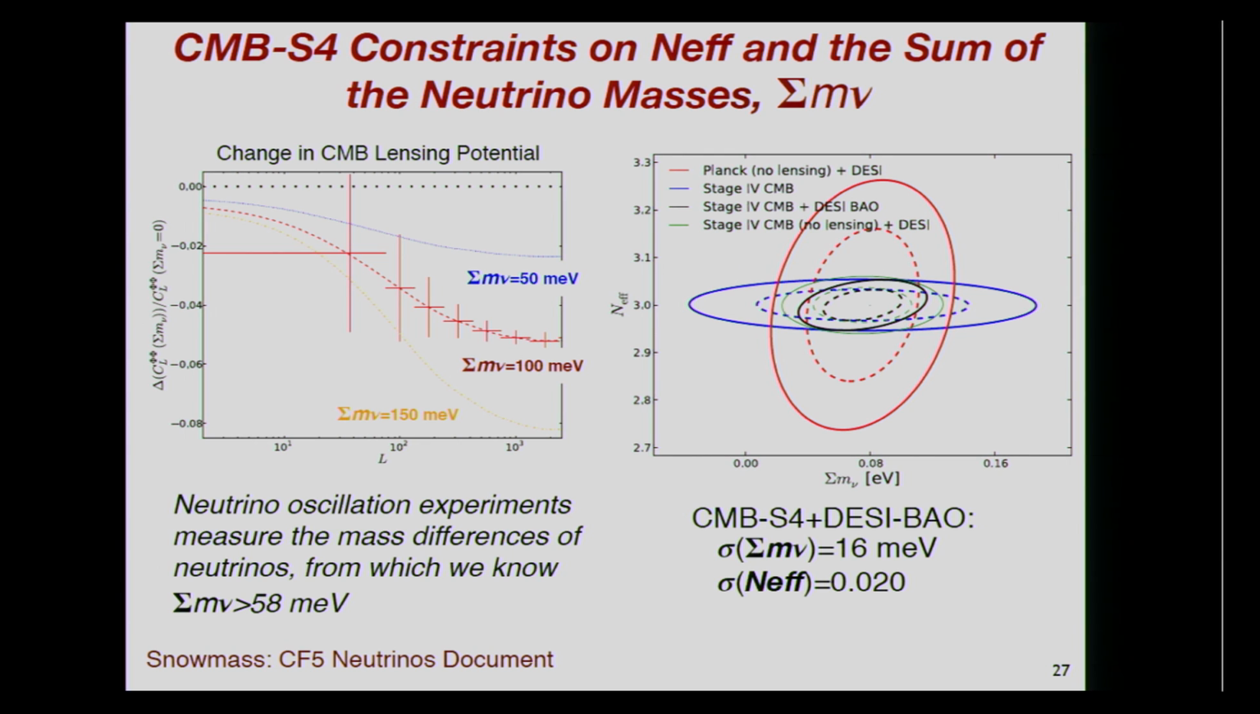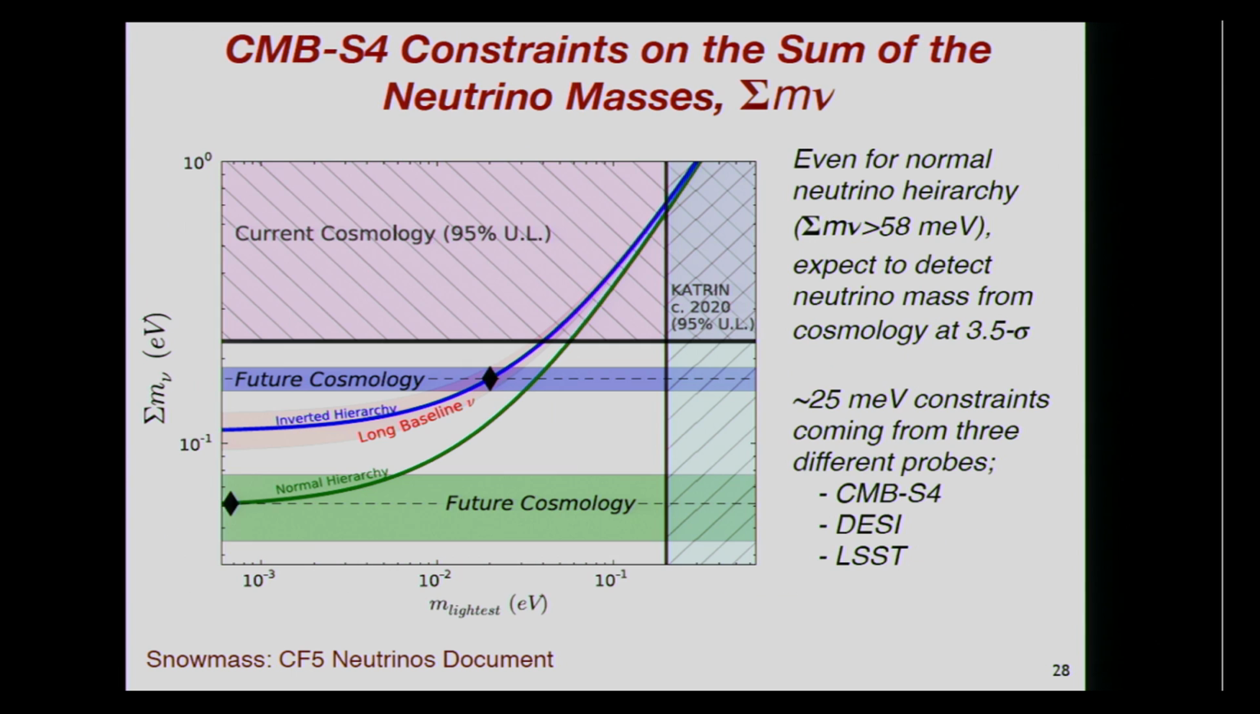For CMB-S4, this shows the joint constraints on N_eff versus neutrino mass, combining CMB stage 4 with a DESI BAO measurement. You get down to this level of around 16 meV constraints. So now you could detect neutrino mass, even at the minimum neutrino mass, at a 3.5 sigma level. And this is also giving you a 0.02 constraint on N_eff.